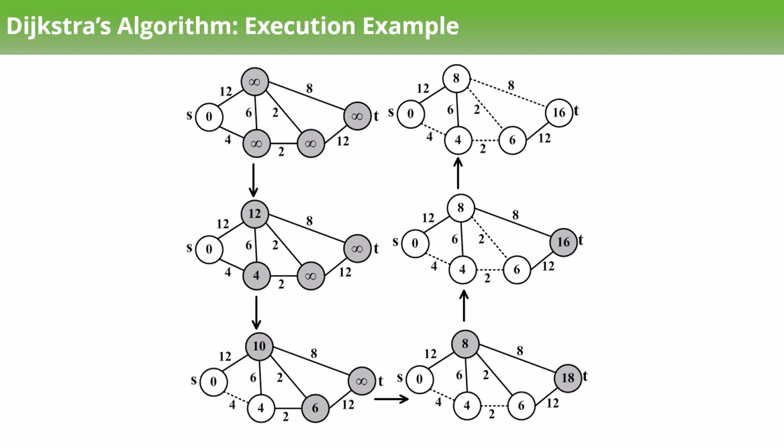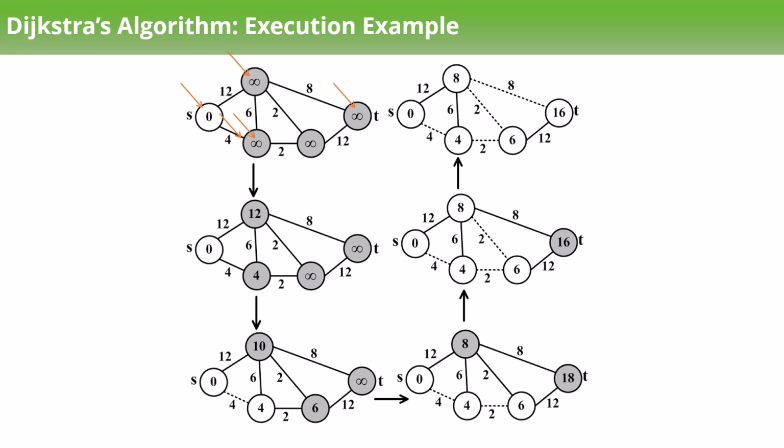Look at this graph. Here we have 5 nodes. S is the source node and T is the destination node. The remaining 3 nodes are intermediate nodes. Each edge has a number on it. These numbers are called edge weights. They may represent distance, time or cost. We want to find the shortest path from node S to T.